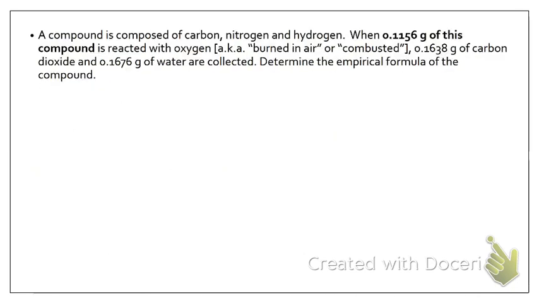All right, so I have a compound composed of carbon, nitrogen, and hydrogen. When I have 0.1156 grams of this compound, when I react it with oxygen, in other words, I combust it, I get some carbon dioxide and I get some water that are collected. And it wants me to determine the empirical formula.